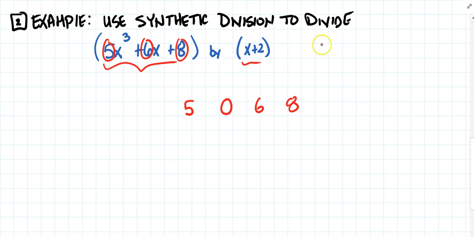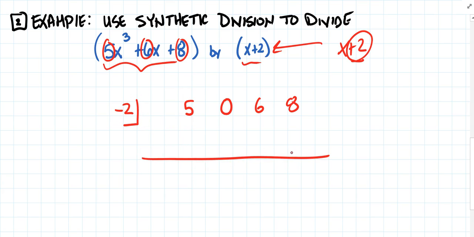Then, if I'm dividing by x plus 2, then I'm going to take the opposite and put it on the outside here, so negative 2. All right, skip a line and draw a line, and I'm going to add this together. So there is the setup. It's very important that you keep your placeholder there. Okay, so let's start. Bring the 5 down.